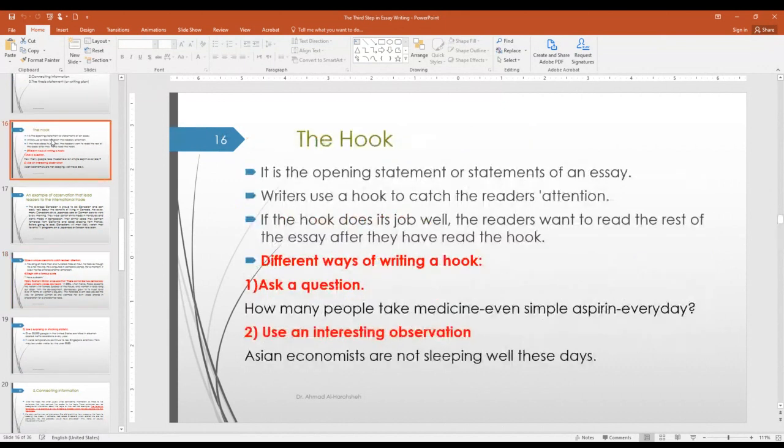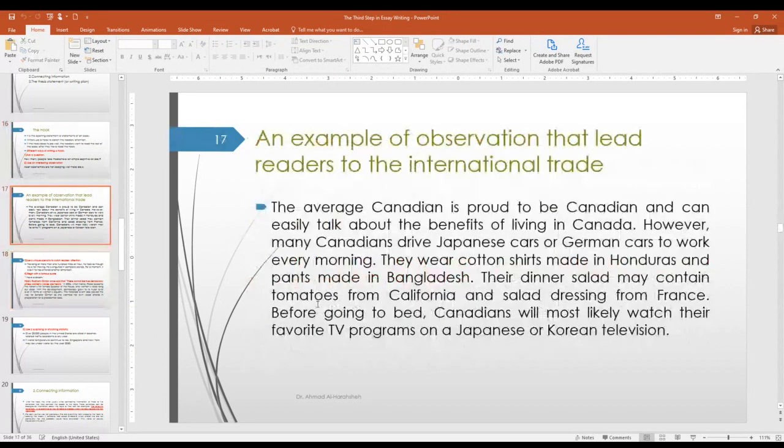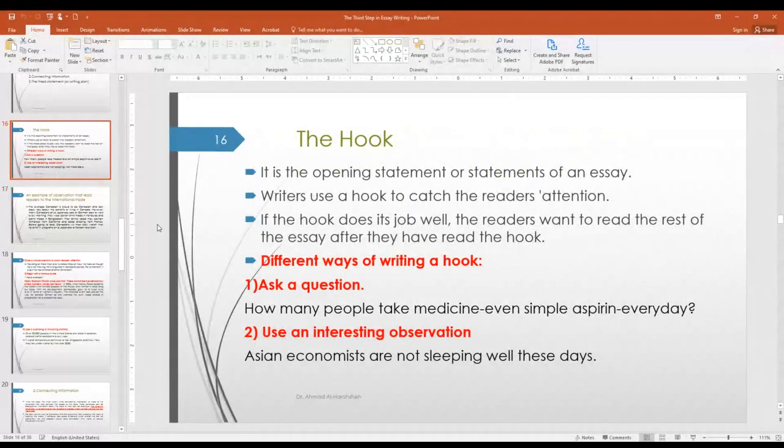So how can you attract the attention of your reader? How can you convince me, as a reader, or attract me to read your essay? So your essay must start with an attractive sentence. This attractive sentence or sentences, we call them the hook. Now, you must start with the hook, such as asking a question. If you remember last time, use an interesting observation. Asians, for example, economists are not sleeping well these days.